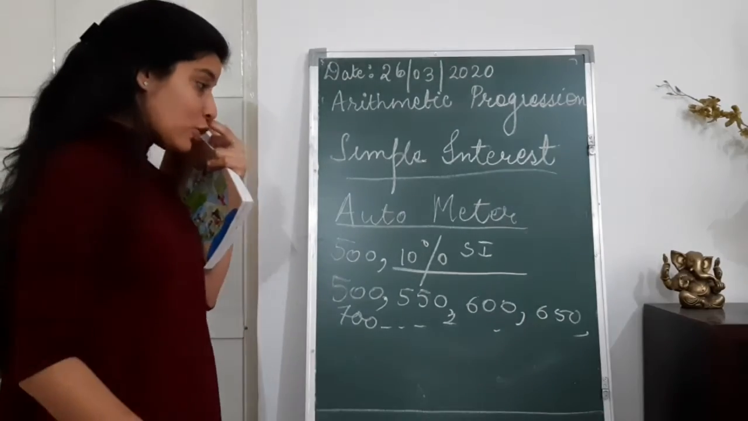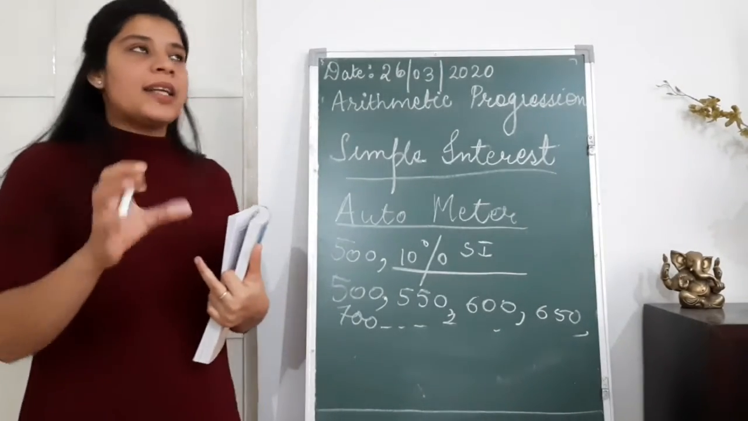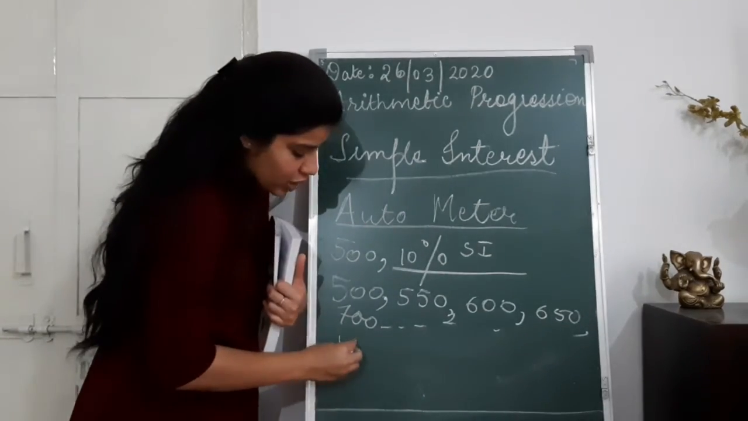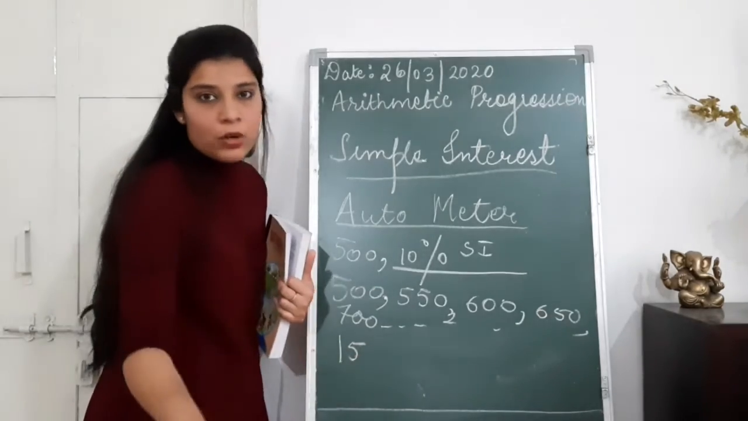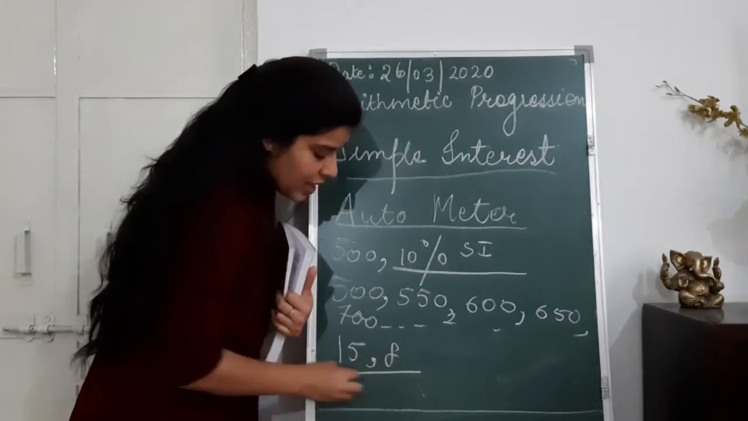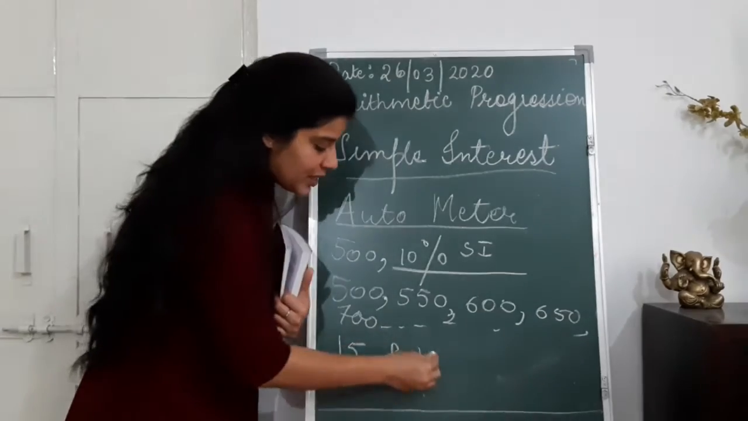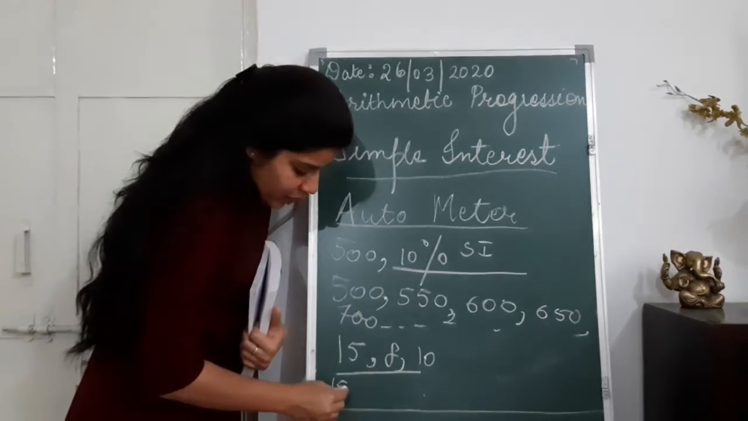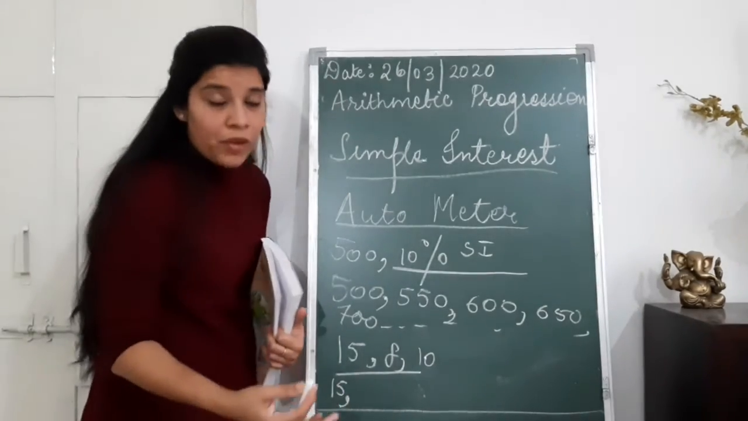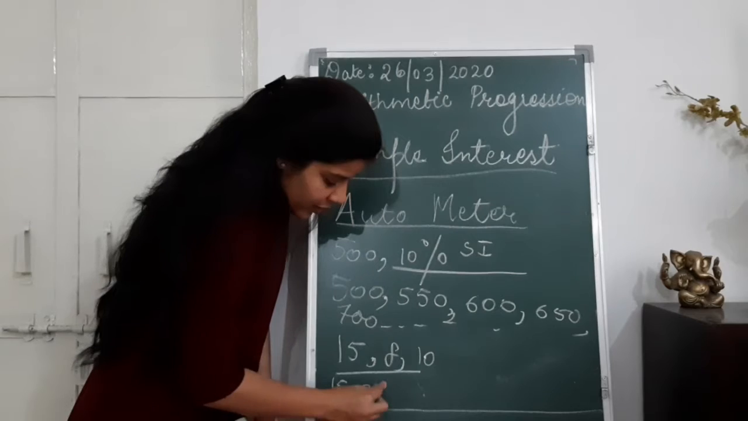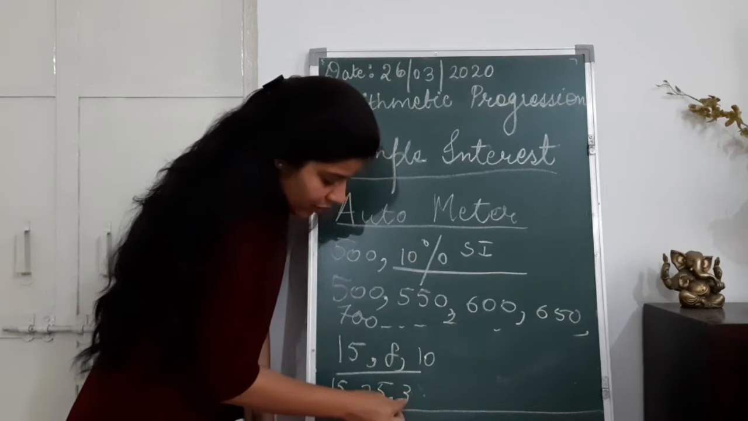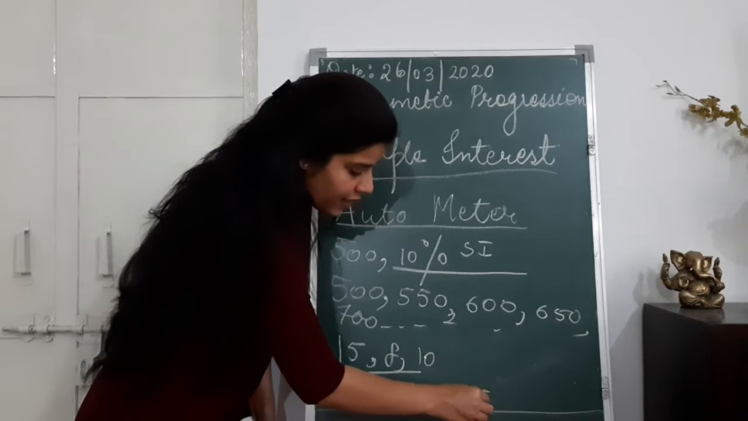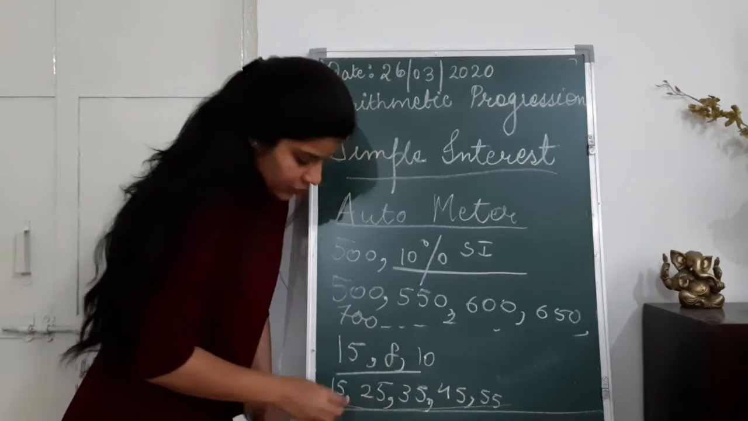Similarly, in the case of an auto meter, mainly in Bombay, they have a fixed fare charge. For the first kilometer, they are going to charge you 15 rupees. And for subsequent kilometers, they are going to charge you, suppose, 8 rupees or maybe 10 rupees. If you have traveled 1 kilometer, you pay 15 rupees. For 2 kilometers, 25 rupees. For 3 kilometers, 35 rupees. For 4, 45, and for 5, 55 rupees.